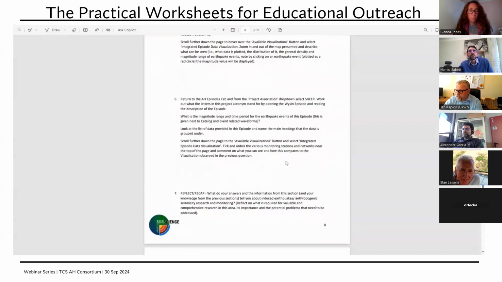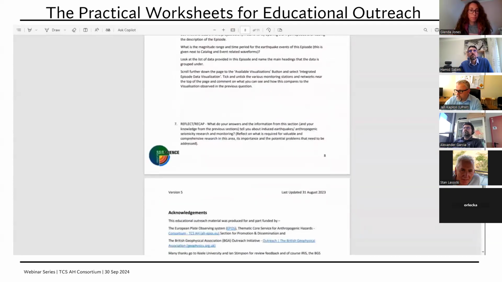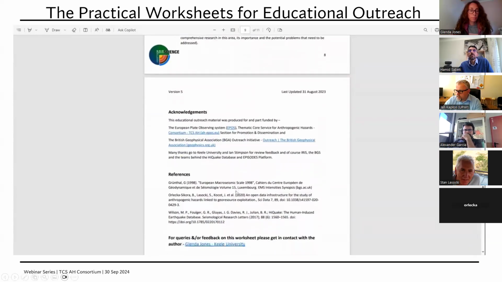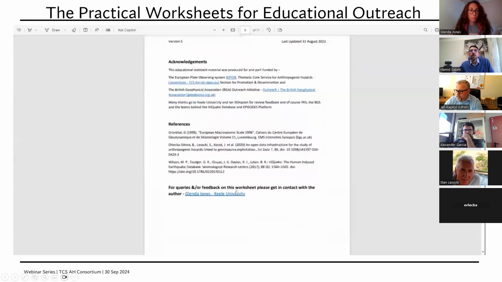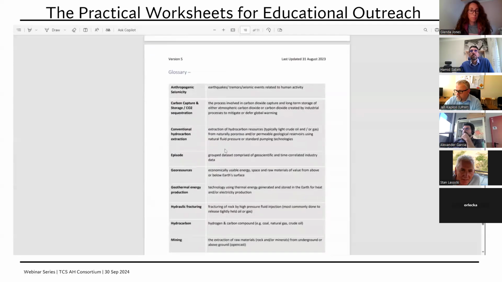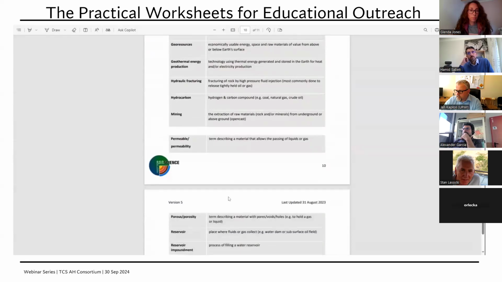populations of the seismicity. Again, it ends with a reflect and recap section to get the students to think a little bit more critically about those differences and the data within the EPISODES platform. It ends with acknowledgements, references, and also a contact for queries and a glossary on unfamiliar terms and vocabulary.